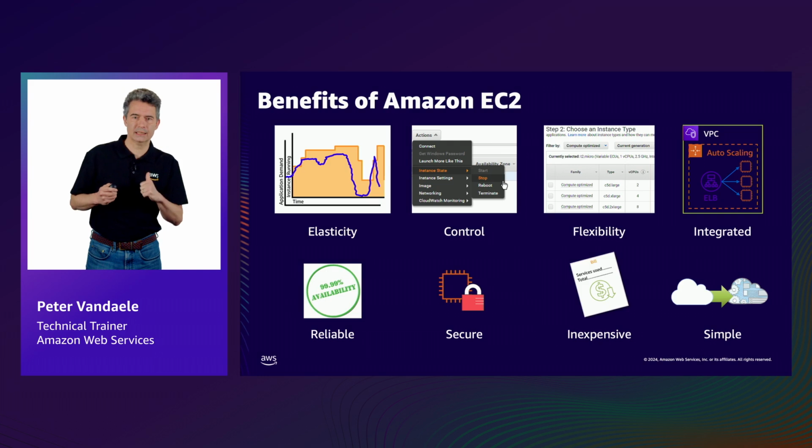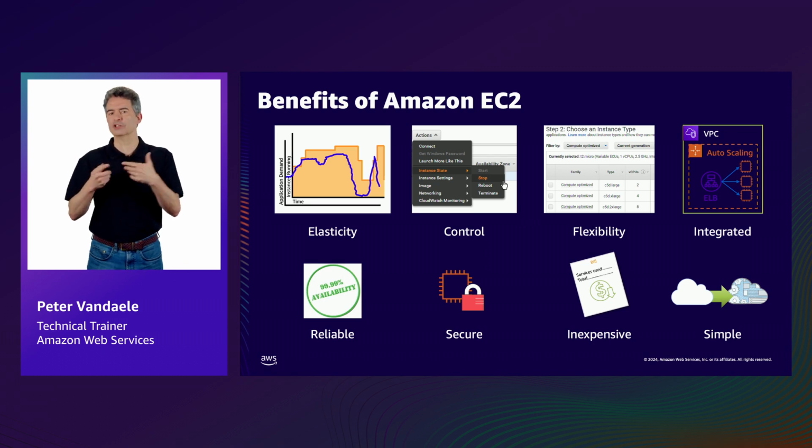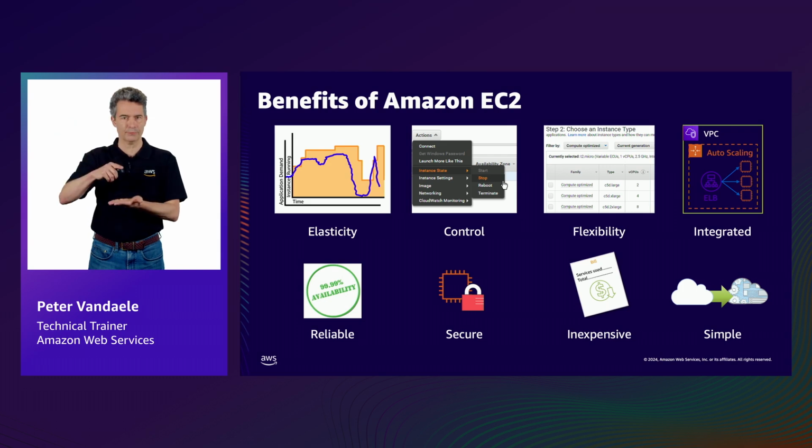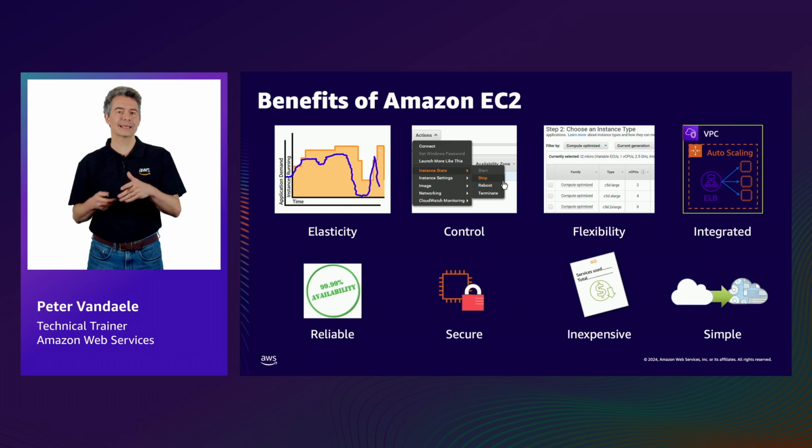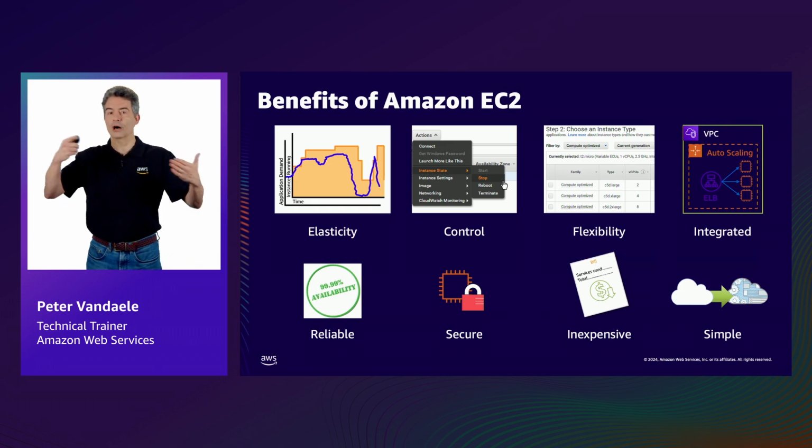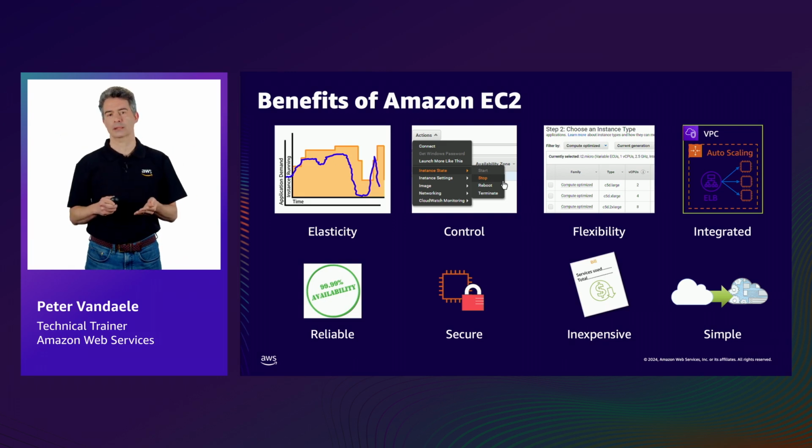Let's start with elasticity, the ability to scale your application as demand changes. With EC2, there's various different features built in that give us the ability to scale up or down, also referred to as vertical scaling, or in or out, which is called horizontal scaling. For vertical scaling, we can change the underlying instance type. For example, move to a larger or smaller instance type. Horizontal scaling means that we are changing the number of EC2 instances.